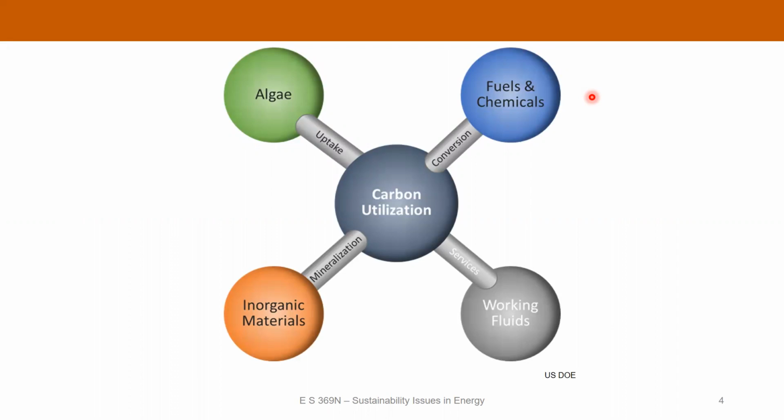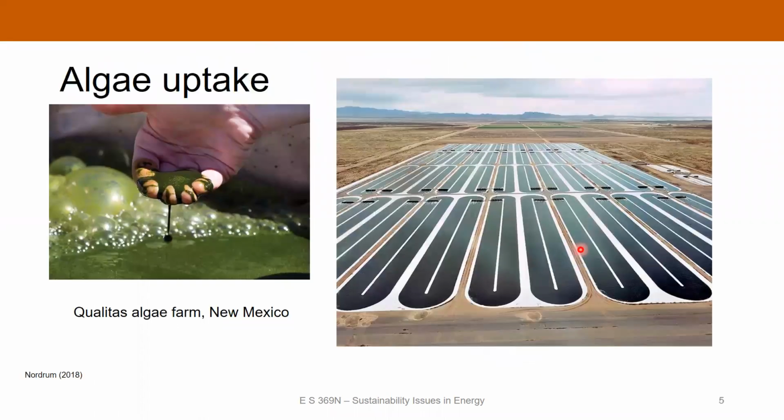Here's a nice figure from the US Department of Energy showing the 4 components of carbon utilization, or the 4 ways that it's generally utilized. We'll talk about algae, mineralization, conversion, and then services, and specifically using CO2 as a working fluid. Algae uptake is a really promising way of using carbon dioxide to make new materials.